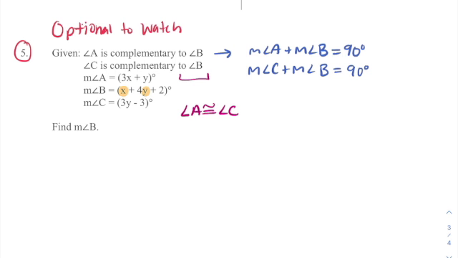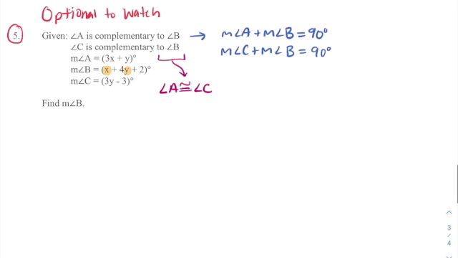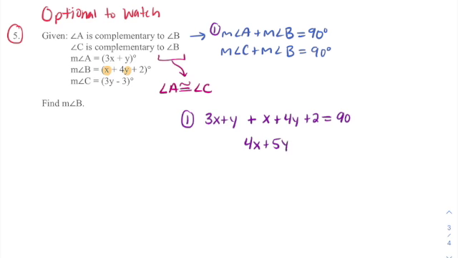Angle A and angle C are going to be congruent to each other because they're complementary to the same angle. So in order to get started, we need two equations. I'm going to start with this first one, A plus B equals 90, and make this 3x plus y plus x plus 4y plus 2 is equal to 90. Before I do anything else, let's clean this up. This gives us 4x plus 5y, subtract the 2, equals 88.